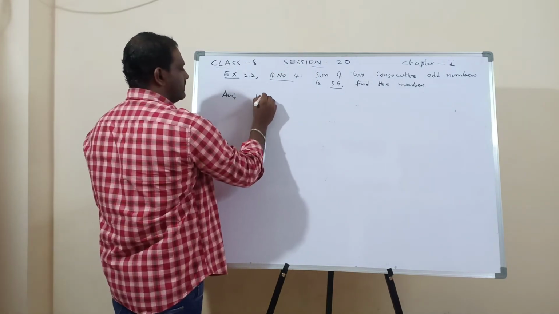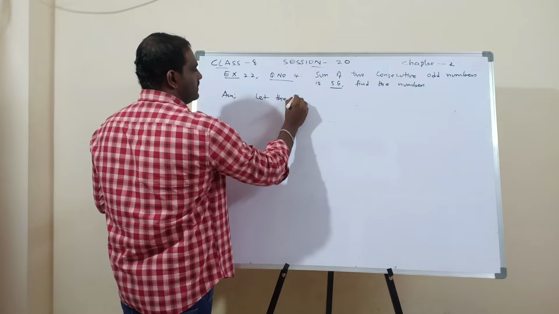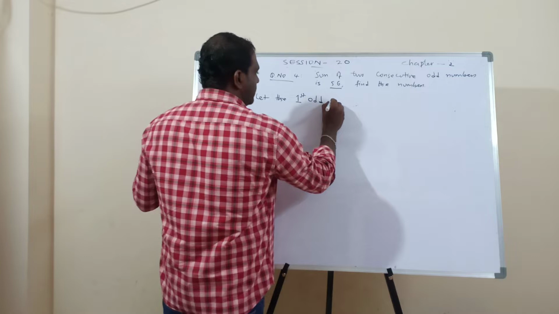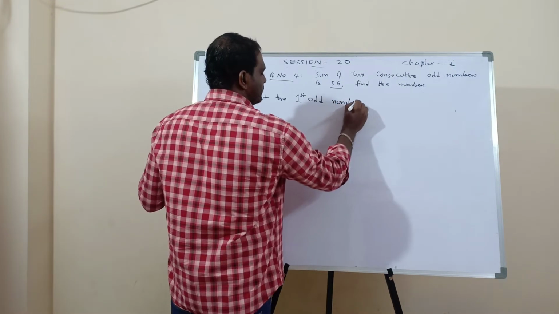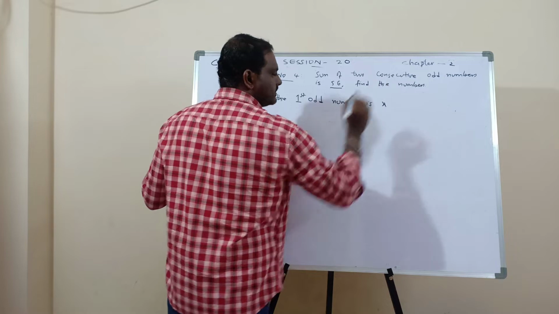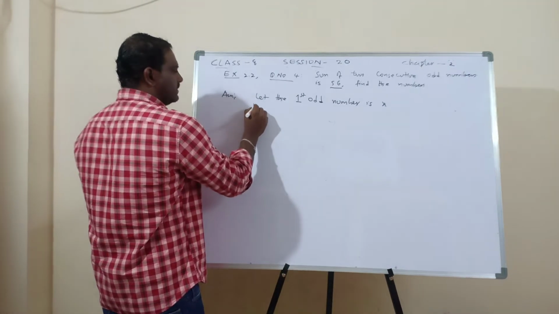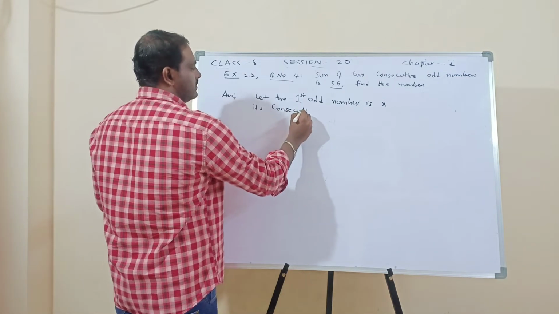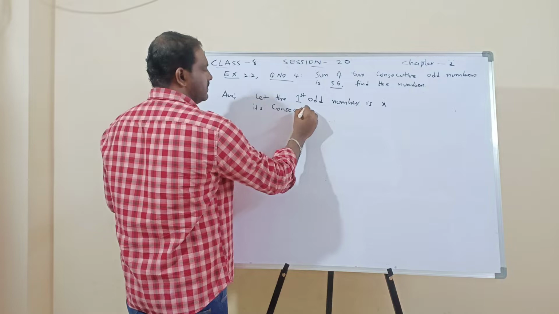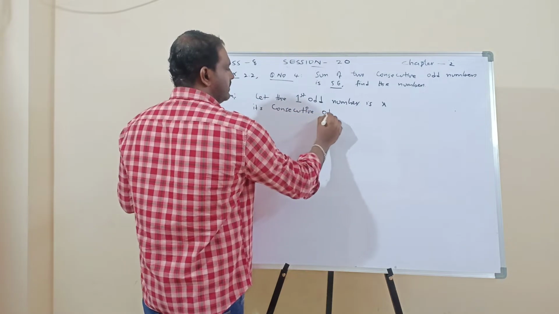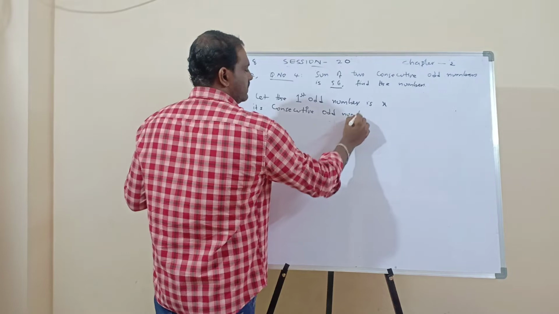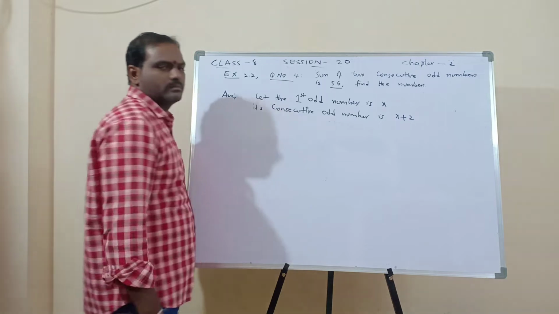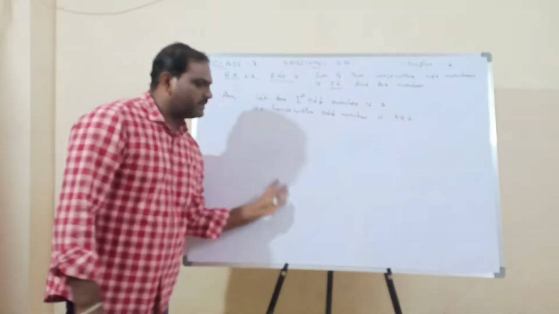Let the first odd number be x. So its consecutive odd number is x plus 2. Why, how you got? I will explain.